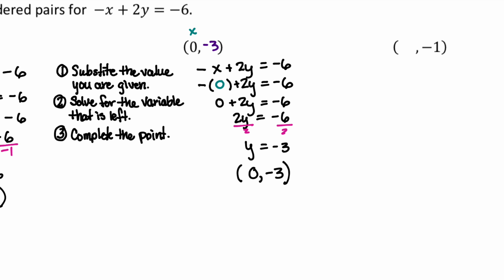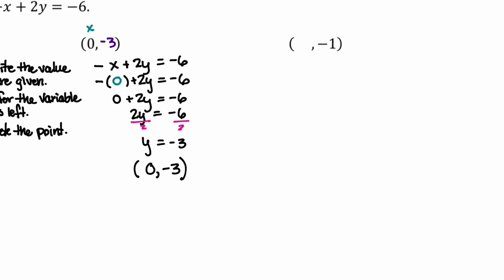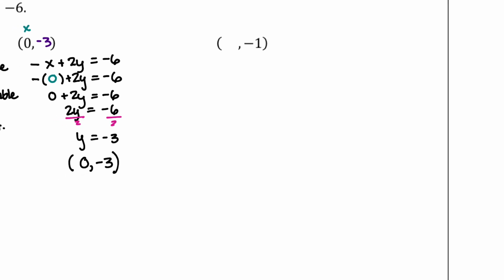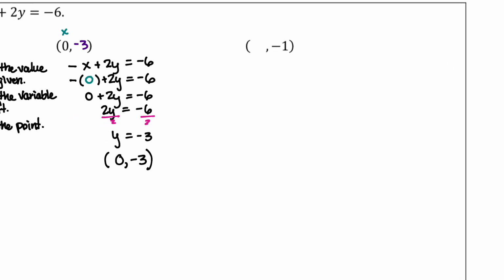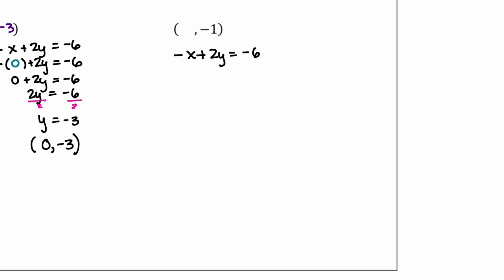All right, last one. I'm going to move the steps off the page, but I think you probably have them now. Okay, so again, I'm going to rewrite the formula. Negative x add 2y equals negative 6. And we're going to substitute which value this time? X is missing. We know y. So I'm going to plug it in for y. So negative x add 2 times whatever y is equals negative 6. And y is negative 1.